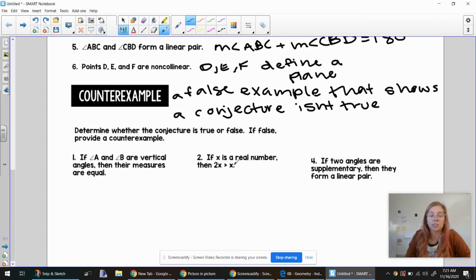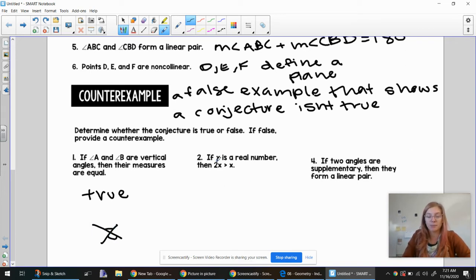For each of these, we'll determine if the conjecture is true or false. Notice I chose very specific examples for 1, 2, and 4. If angle A and angle B are vertical angles, then their measures are equal. This is true. That's part of the definition of vertical angles. This is always going to be true. When we have angles that are across from each other, they are always congruent.